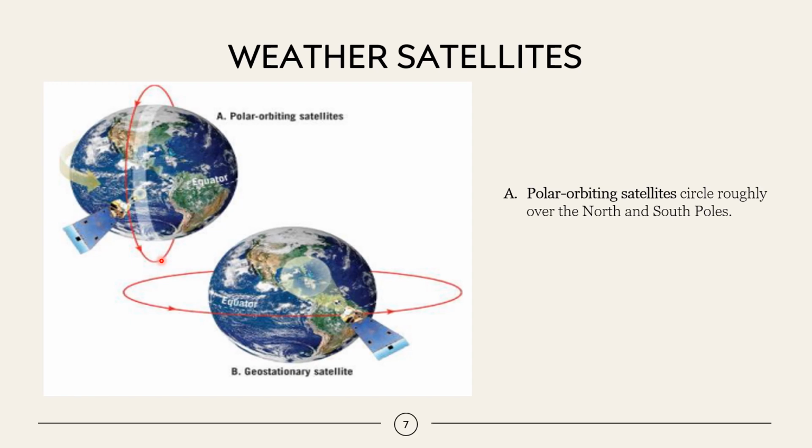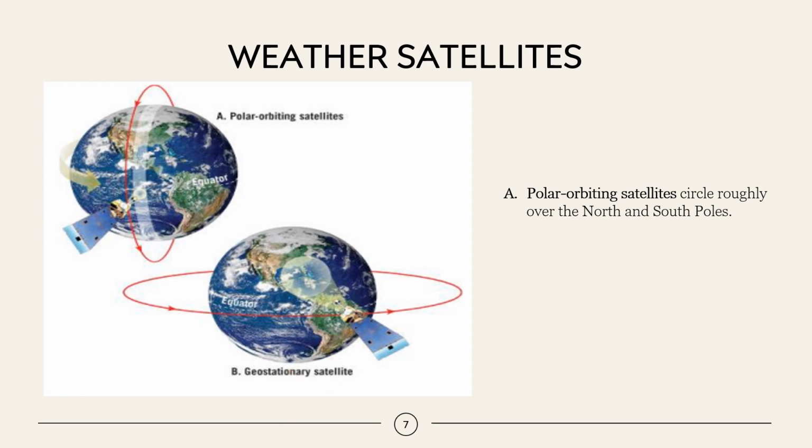This system offers the advantage of recording images of the entire planet twice daily and covering a large region in a few hours. Also, because of their relatively low altitude, POES instruments obtain high resolution images. And the second weather satellite, shown in this lower corner, is the geostationary satellite.